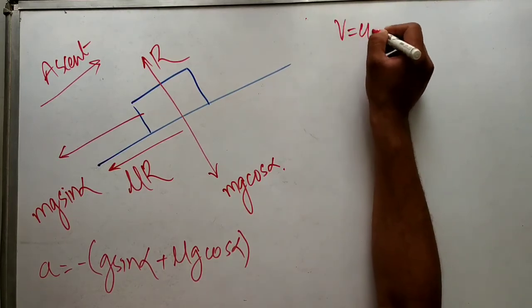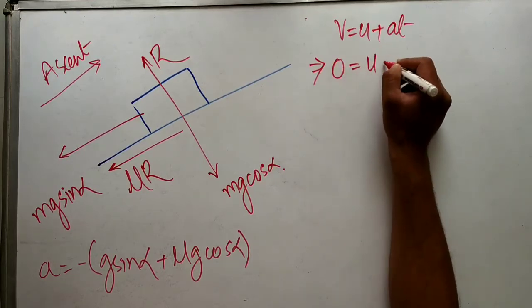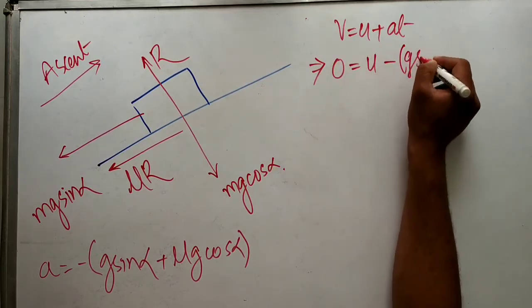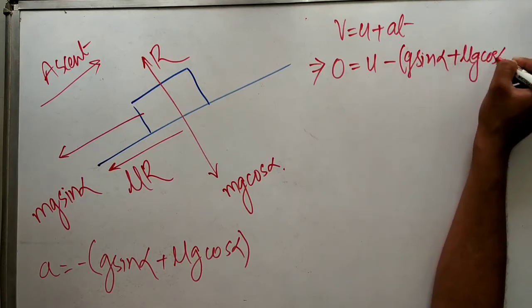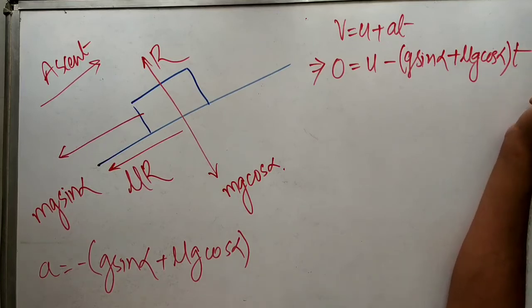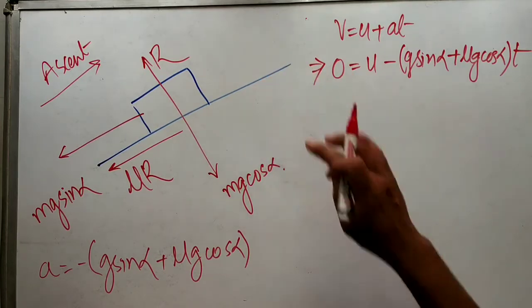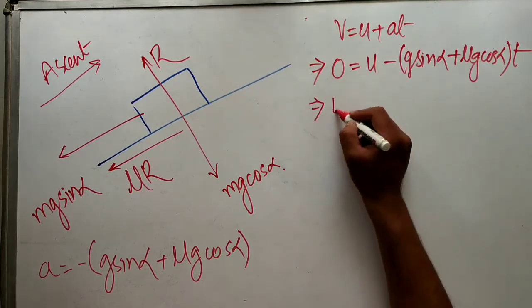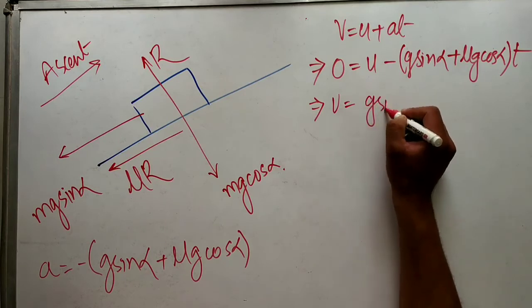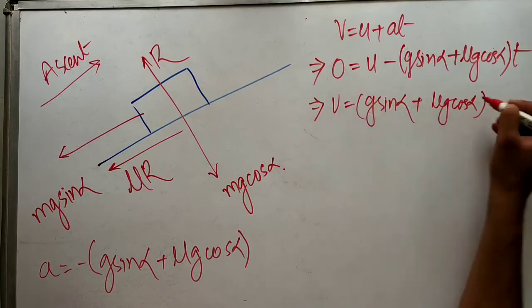v is equal to u plus at, which gives us 0 equals u minus of g sin alpha plus mu g cos alpha times t. Why have I written v is equal to 0? This is because the final velocity of the body is obviously equal to 0. Initial velocity we have no idea about. This gives us u equals g sin alpha plus mu g cos alpha times t.